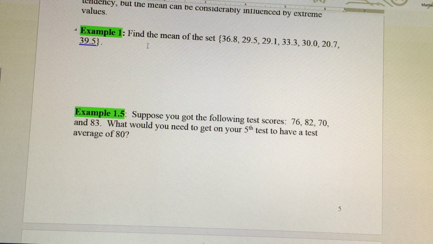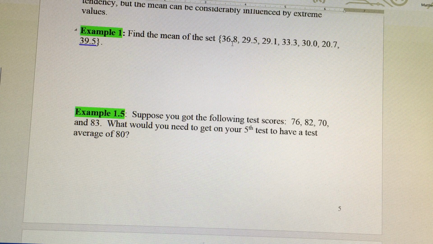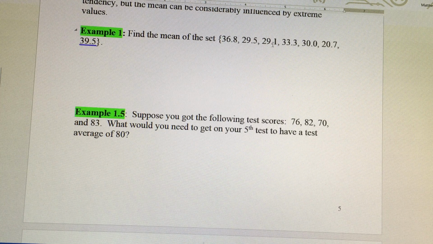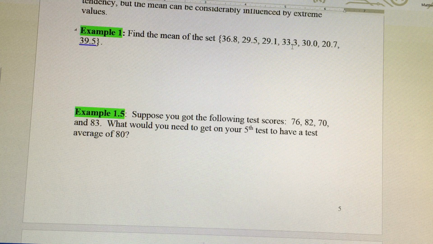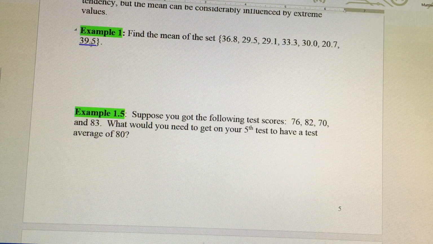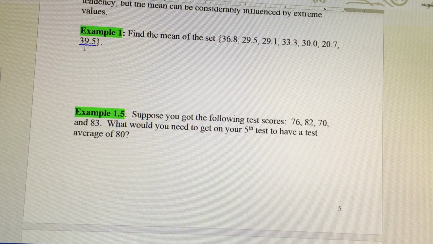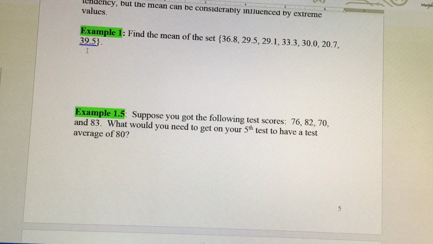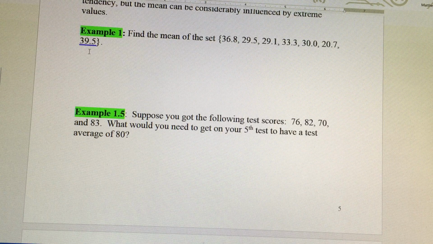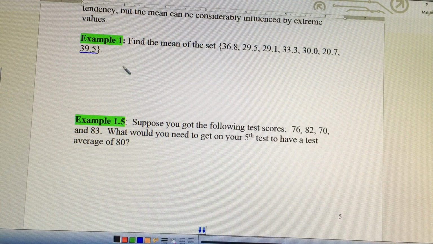Example number 1 says, find the mean of the set 36.8, 29.5, 29.1, 33.3, 30.0, 20.7, and 39.5. So what I'm going to have you do right here is go ahead and take out your graphing calculator, or take out a calculator. And I want you to type all of those numbers into your graphing calculator on a regular blank screen. All right? While you guys are doing that, I'm just going to go ahead and write down all of these numbers on my screen right up here. I'm not actually going to use my calculator for this.